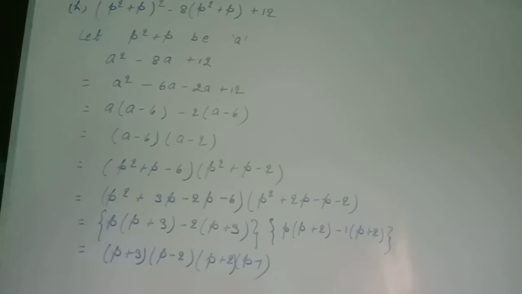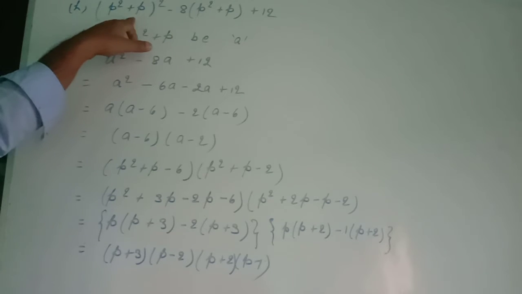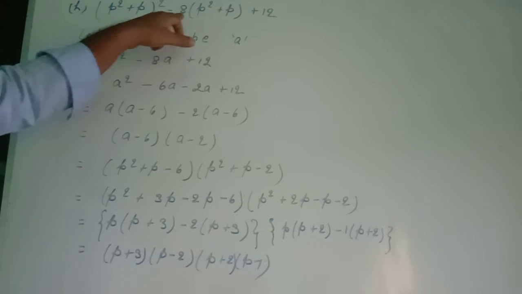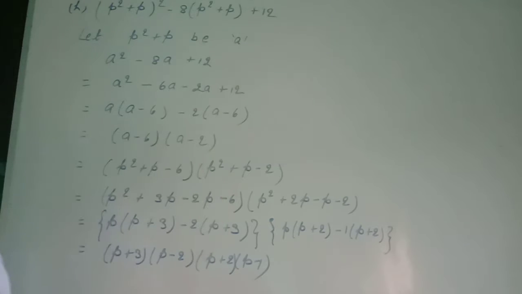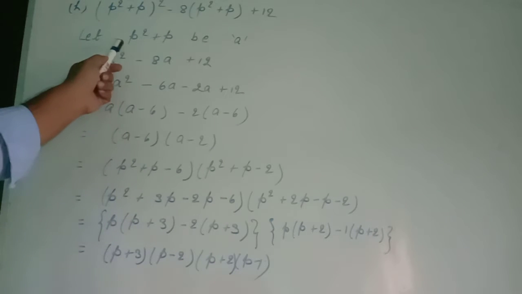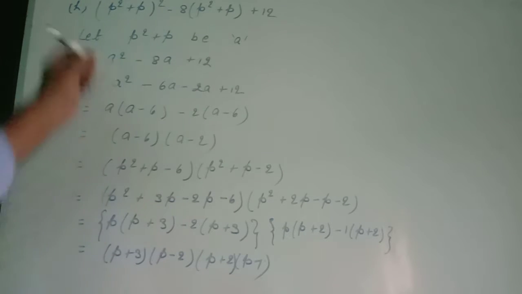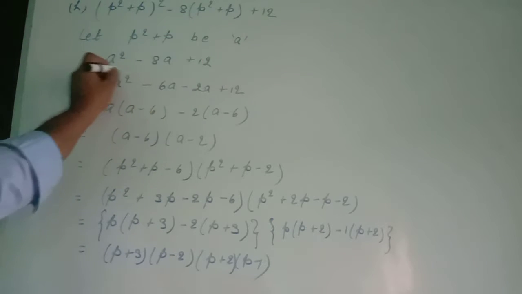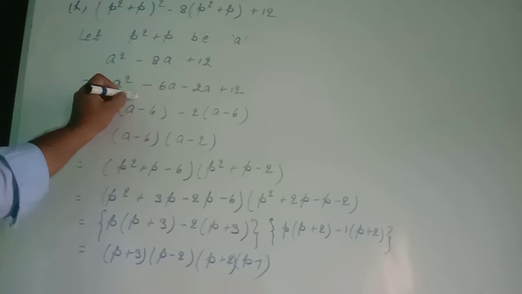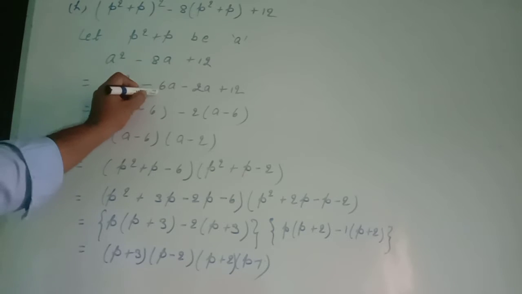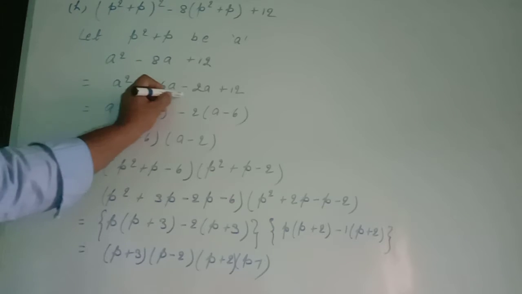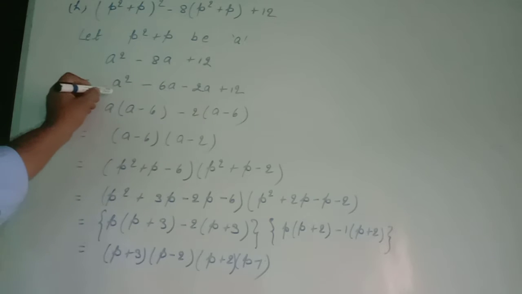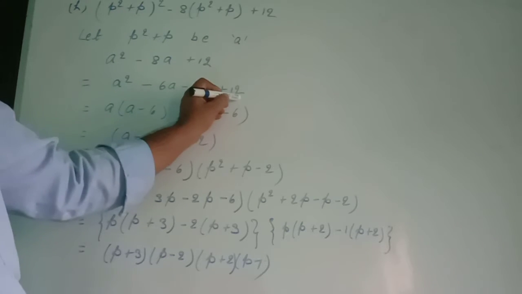In question number H, 3H, the equation is (p square plus p) whole square minus 8(p square plus p) plus 12. Let p square plus p be a, then this equation became a square minus 8a plus 12. I factorized it. I split this minus 8a into minus 6a minus 2a. Equation became a square minus 6a minus 2a plus 12.